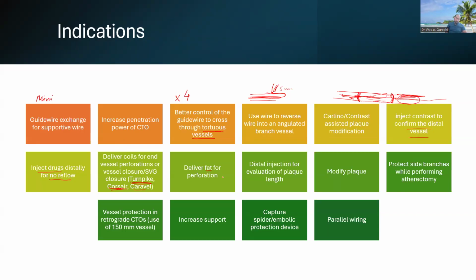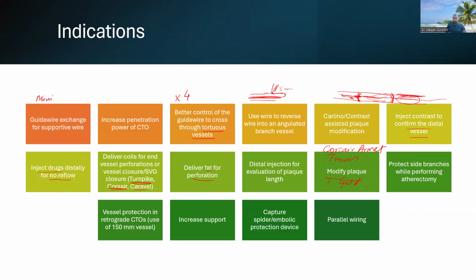You can deliver fat or thrombin for distal end perforations, or you can just inject air in the very distal end perforations, and the air column will stay there and the blood will not leak out of those perforations. You can, as I mentioned, distally inject for evaluation of the plaque length with the dual lumen catheter. Some of the microcatheters can modify plaque, such as Corsair RMET or Tornus or Turnpike Gold.